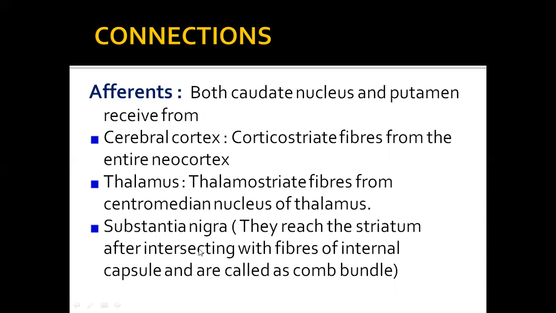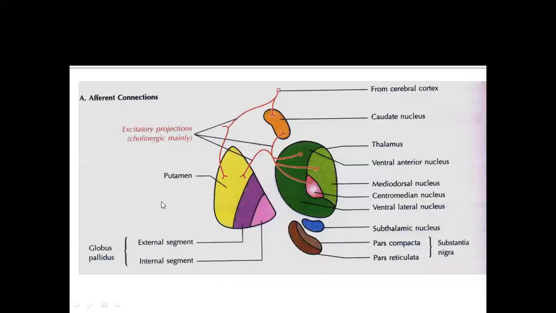Substantia nigra, they reach the striatum after intersecting with the fibers of the internal capsule and are called comb bundles. So you can see all the components of the basal ganglia: the caudate nucleus, putamen, then the lenticular or lentiform nucleus, globus pallidus, internal and external segment, thalamus, subthalamic nucleus. Here we have pars compacta and pars reticularis as components of substantia nigra.